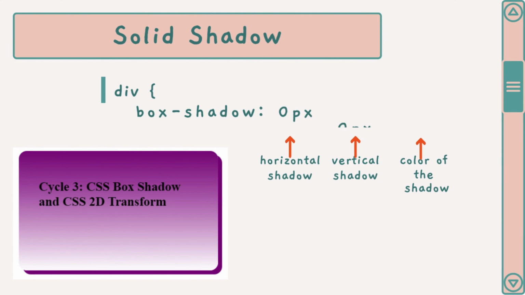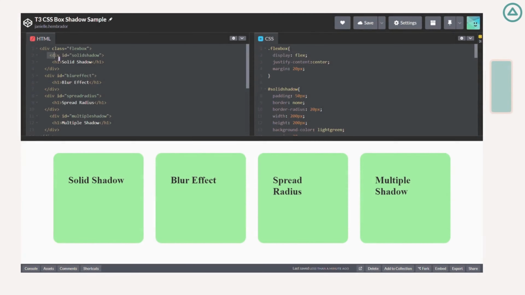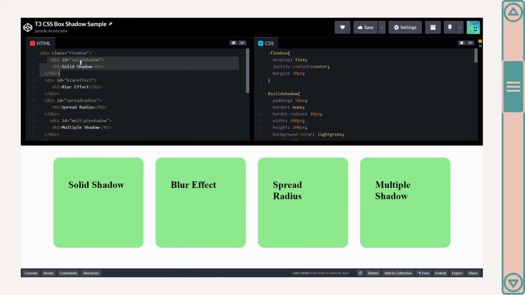The first CSS box shadow styling is the solid shadow. Here in the value, we have first the horizontal shadow, the placement of the horizontal shadow. Next is the vertical shadow placement. And lastly is the color of your shadow. Let's try to style our solid shadow.